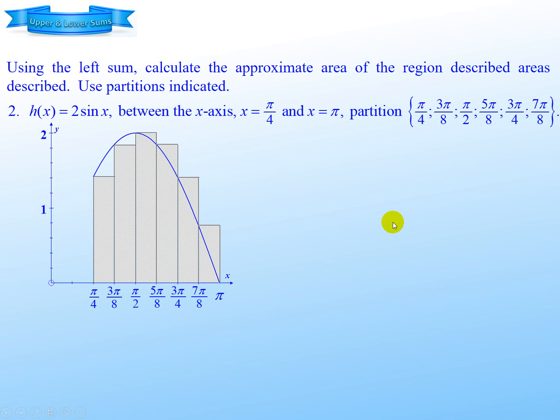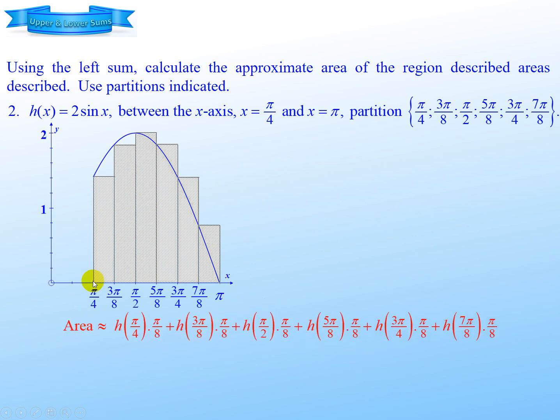So there we are, there are left sums. Now we're going to substitute h of pi by 4, h of 3 pi by 8, h of pi by 2, etc. All multiplied by pi by 8, which is the width of the section. That gives you 3.64 square units.